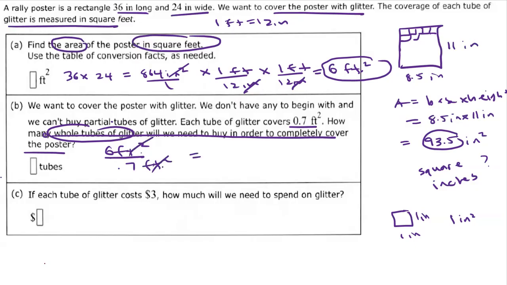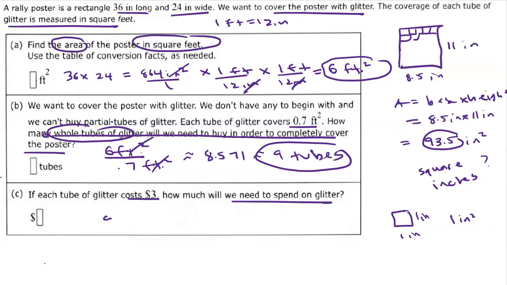6 divided by 0.7 is about 8.571, which is about 9 tubes, because you can't buy part of a tube, you have to buy the whole tube. And part C says, if each tube of glitter costs $3, how much will we need to spend on glitter? So we just take the 9 tubes multiplied by $3. That gives us $27.